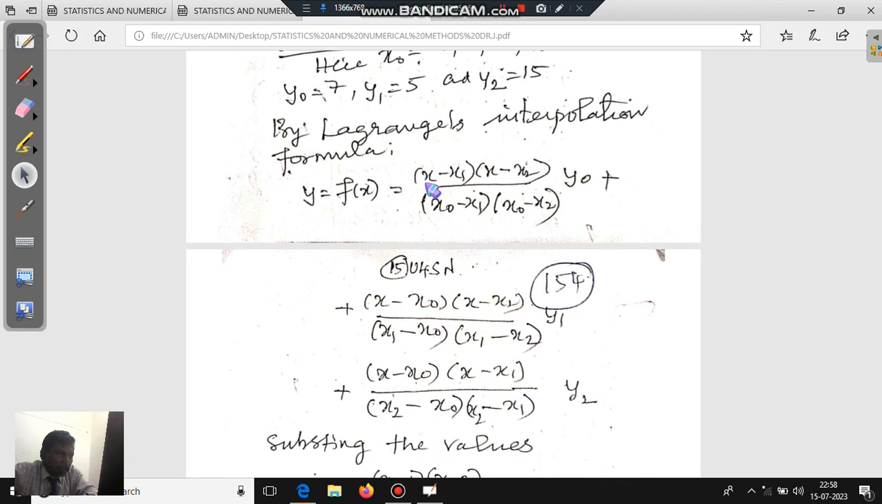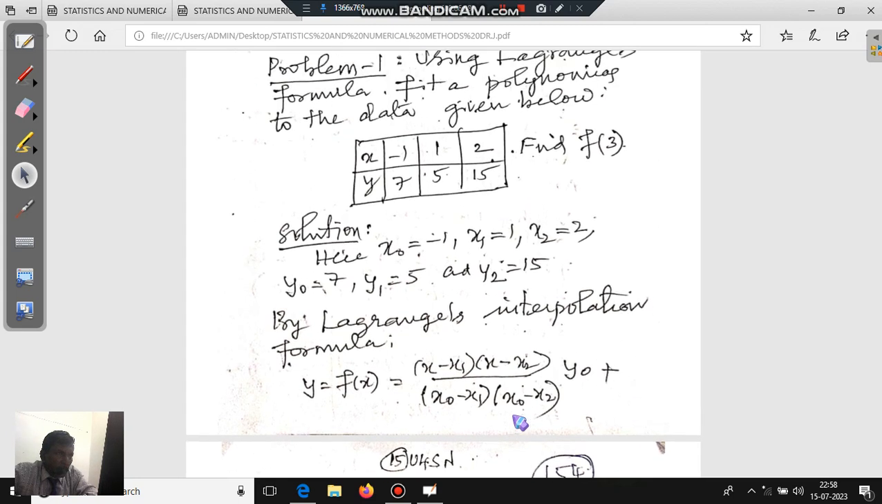Now look at that. Here is the Lagrange's interpolation formula. y equals f of x equals (x minus x1)(x minus x2) divided by (x0 minus x1)(x0 minus x2) into y0, plus (x minus x0)(x minus x2) divided by (x1 minus x0)(x1 minus x2) into y1, plus (x minus x0)(x minus x1) divided by (x2 minus x0)(x2 minus x1) into y2.